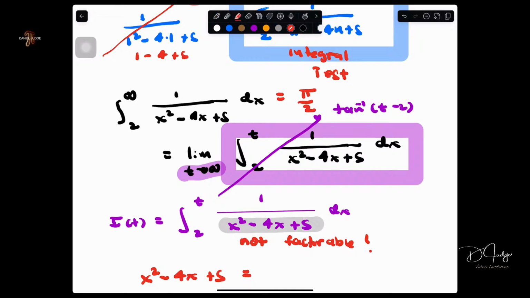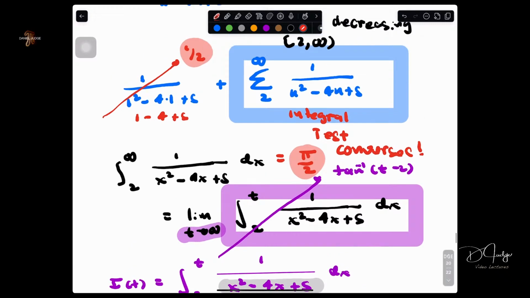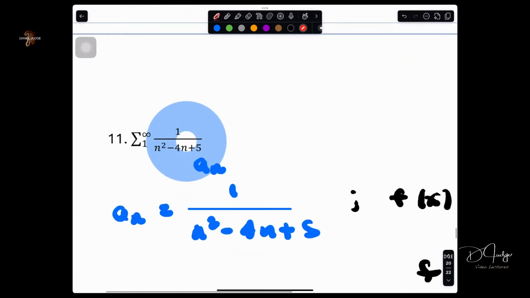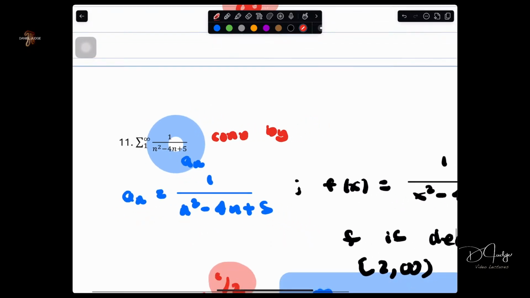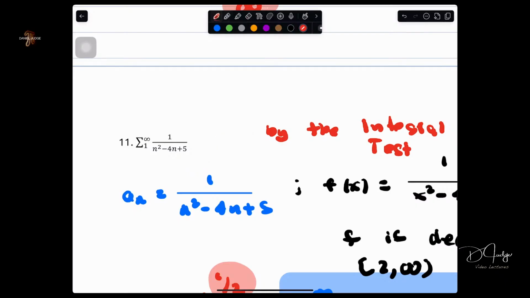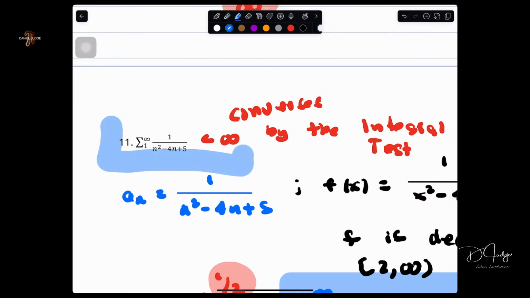More importantly, the improper integral converges here, which means this particular series converges by the integral test. Okay, I'll write down the word converges. And we just write this symbolically as less than infinity here. So this is how we handle question 11 by the integral test.